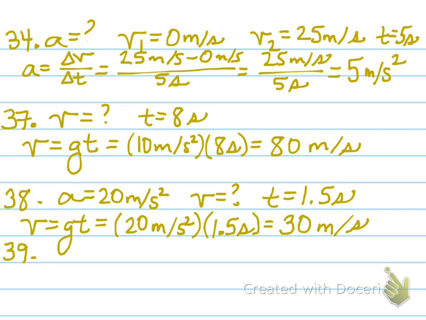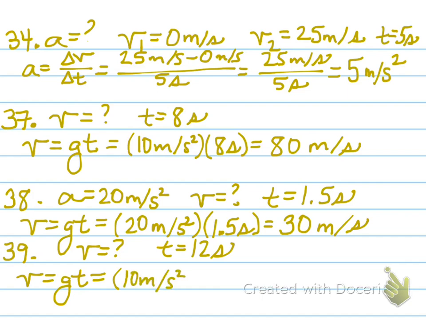39. A skydiver steps from a high-flying helicopter. If there were no air resistance, how fast, so we want to know his velocity, would she be falling at the end of a 12-second jump? So we're back on planet Earth, so our equation is V equals GT. Our acceleration due to gravity is back to being 10 meters per second squared. Our time is 12 seconds. So 12 times 10 is 120 meters per second for number 39.